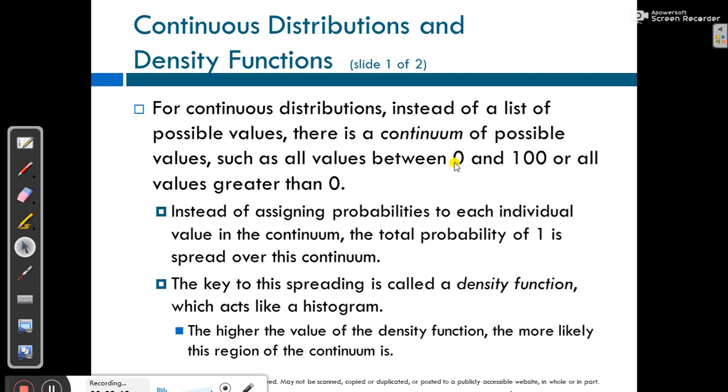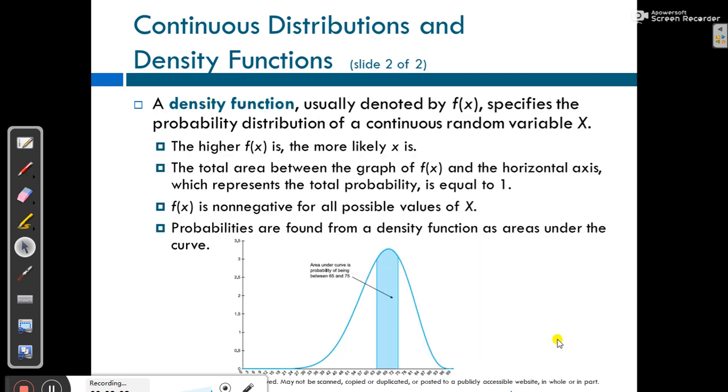It means we might take a 0 to 100 range, but if we give some density function and the value is higher at some specific region, like a histogram, then we can say that in that region the values are more, or that region of the continuum is more likely.